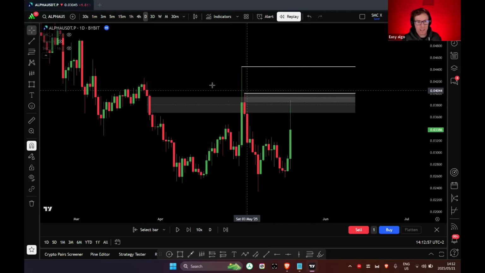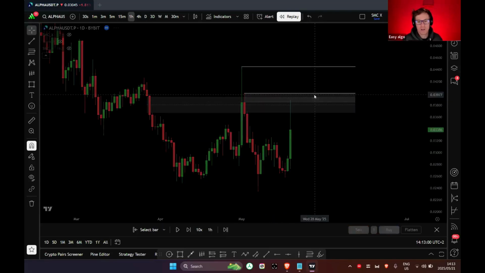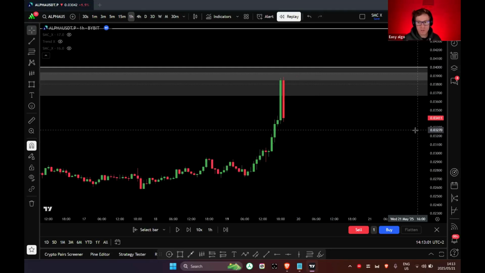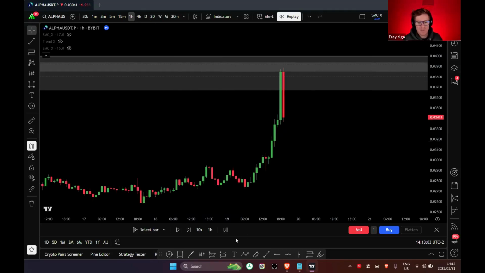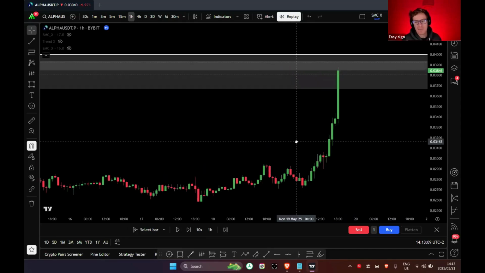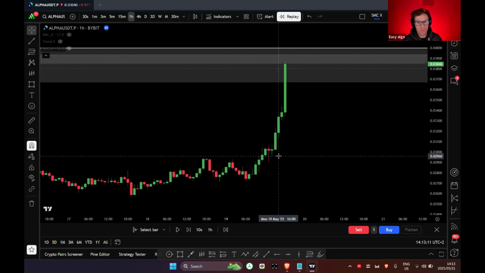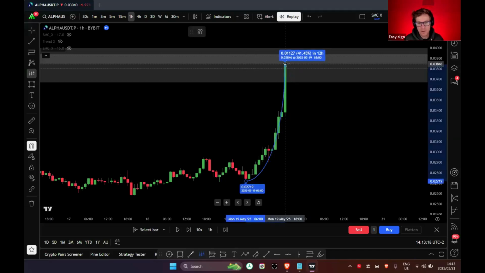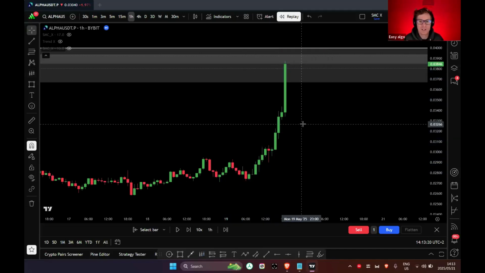this was the area I was looking to zoom in on. So I came down into a lower time frame. Also, something you want to keep in mind is that if price is moving with quite a lot of velocity, with quite a lot of momentum, you often need to go onto a lower time frame to catch it. So for instance, this coin had moved 41% in 12 hours.